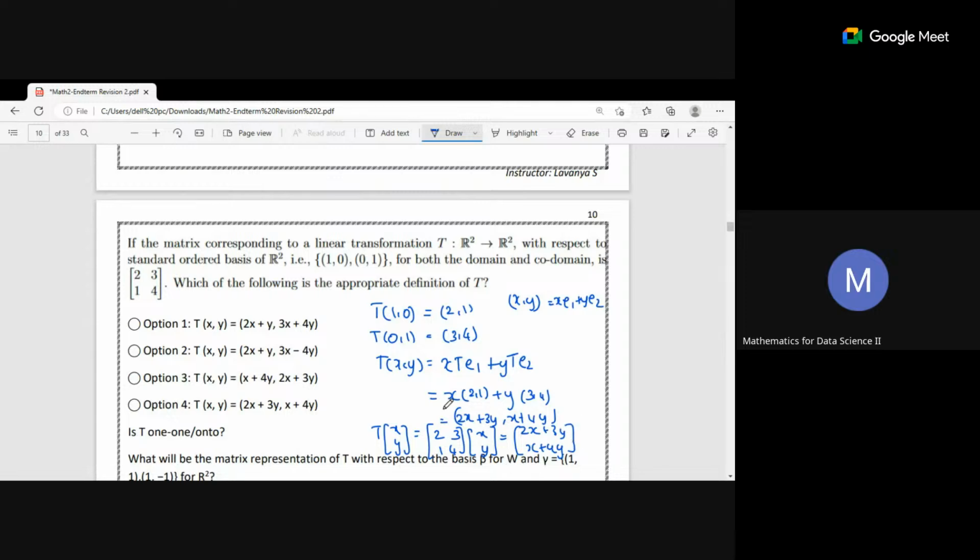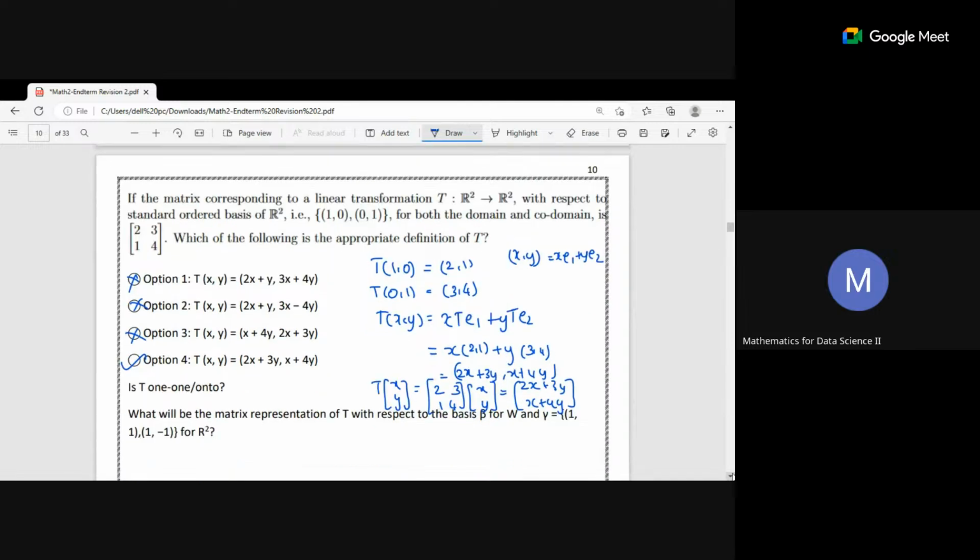Okay. Fine. Remember, this is only when you have the standard ordered basis. So which option is correct? 2x plus 3y, x plus 4y. This one. Okay. Fine. So is this mapping T one-to-one and onto? Yes, ma'am. What is the determinant of the matrix? Non-zero. So it is both one-to-one and onto.